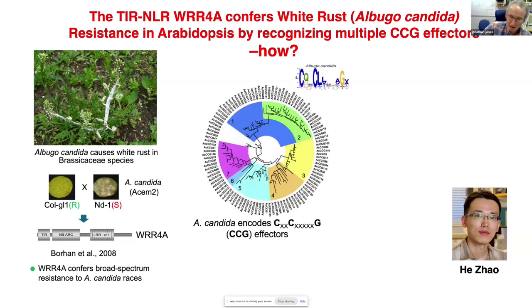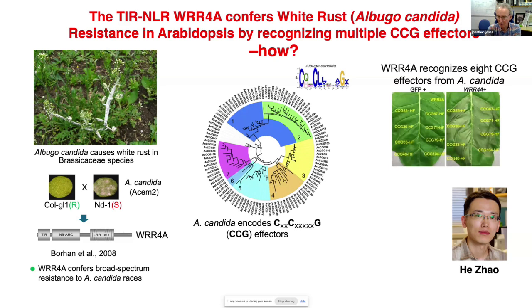So what about the recognized entities from the pathogen? We sequenced Albugo candida, and we defined a variable class of secreted proteins that shared a motif, and the function of that motif isn't known, but it's CXXC X5G. We call them CCG effectors. And what I'm about to tell you is the work of a talented postdoc, Zhao.